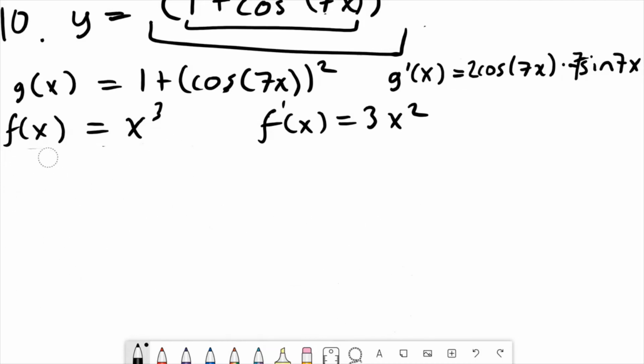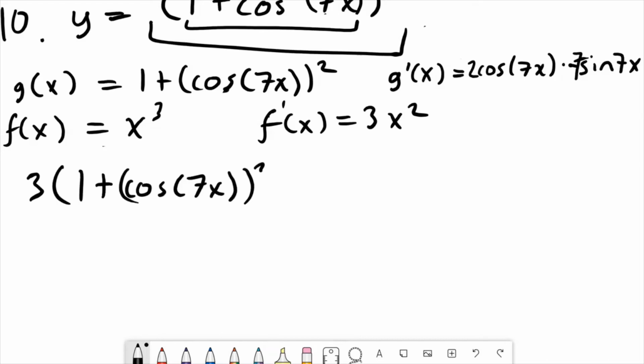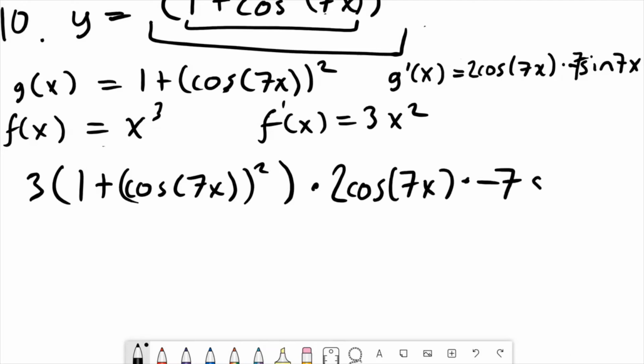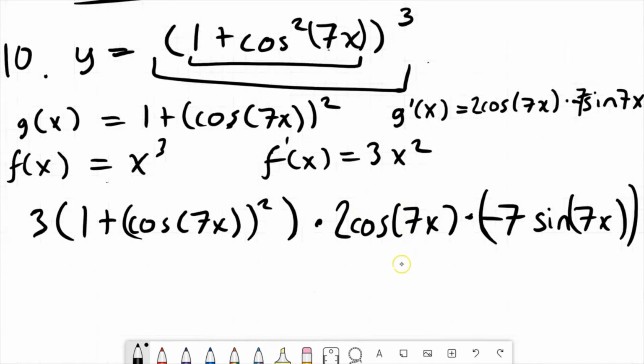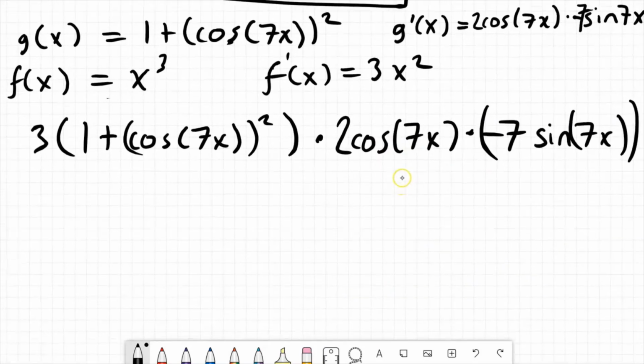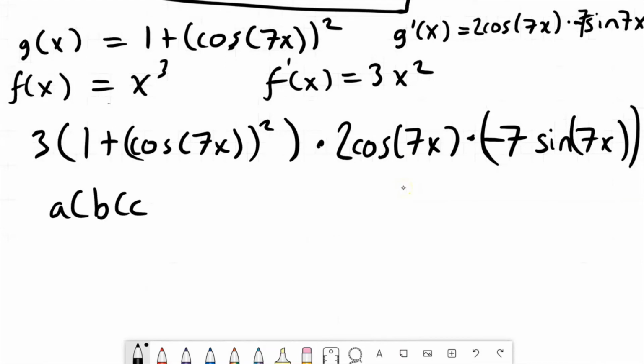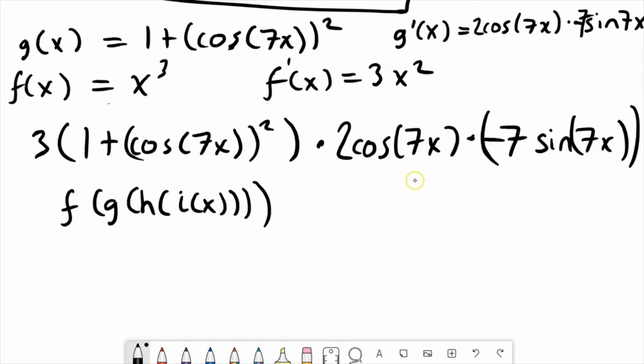This one was a hard one. So then we just plug it in. 3 times whatever g is, so 1 plus cosine 7x squared. And then multiply by that chain, which is 2 cosine of 7x times negative 7 sine 7x. So that one was a hard problem. I guess you can just go through it really slowly. It's a quadruple composition, and I guess an easier way to think about it is if I have a of b of c of, let's not use c, let's use h, f, g, h, and i. Alright, this is kind of the problem where we set out to do. The derivative is basically a very similar pattern.